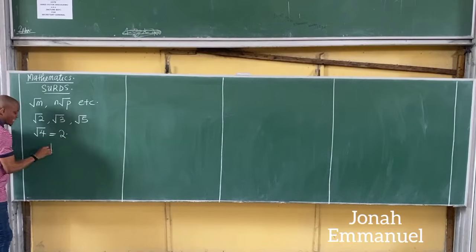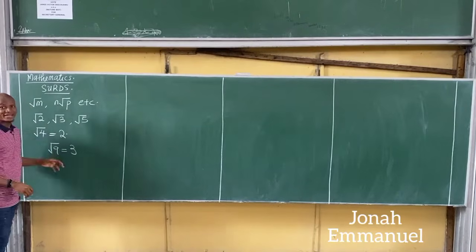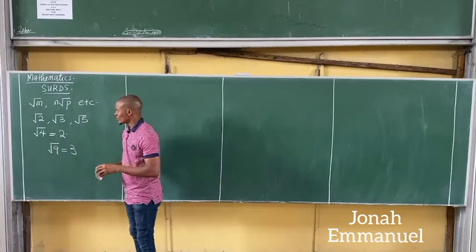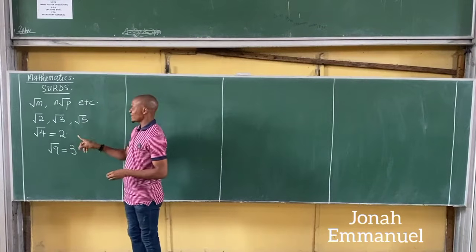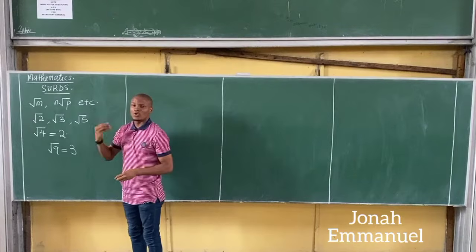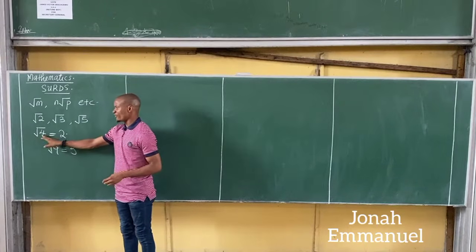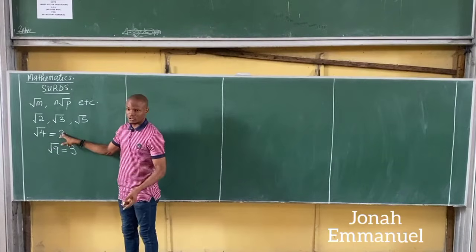If I take root 9, root 9 is equal to what? 3. Hence, root 9 is not a surd. So what qualifies something to be a surd is not necessarily the square root. The question is that if I take the square root of that number, will it give me a whole number? In this case, if I take the square root of a number and it gives you just a whole number, at that point it is not a surd.